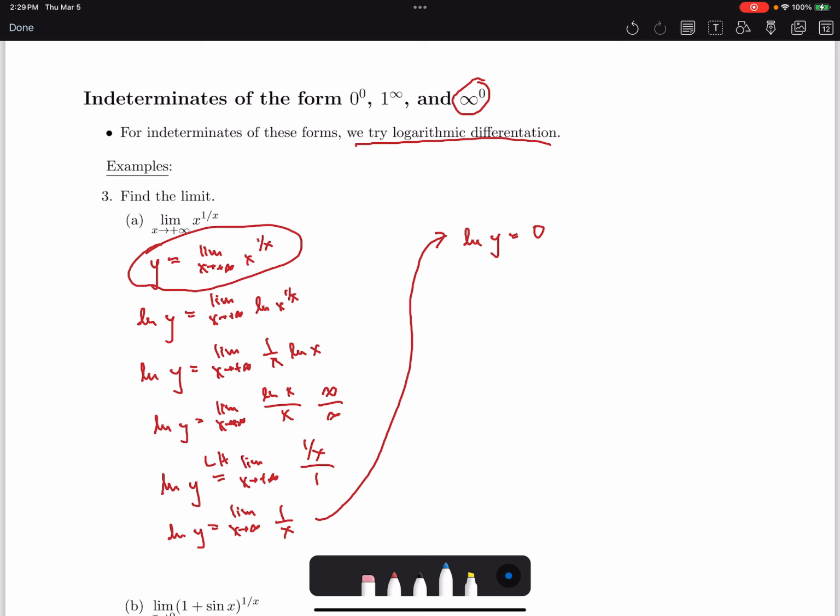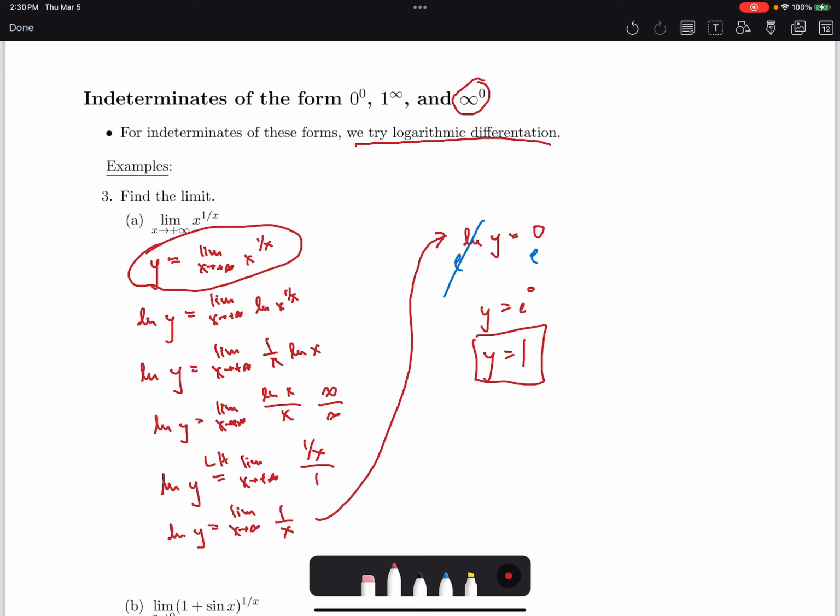And the way that we do that is, well, we just exponentiate. That'll cancel off those things. So y equals e to the 0. Or in other words, y equals 1. And that's our limit, right?